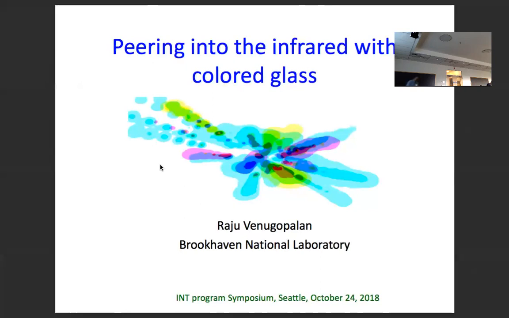So this morning we're going towards small x, and the first speaker is Roger Venugopalan, who peers into the infrared with colored glass. Okay, thank you very much.